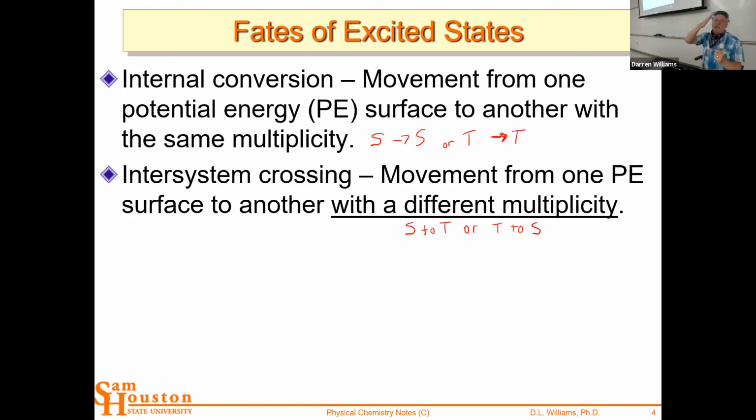And so this level might have a minimum here, and this level might have a minimum here, but they may intersect at a certain spot where the molecule can go from level to level without emitting light. And that's called non-radiative relaxation. Both of these are non-radiative relaxation techniques or paths.